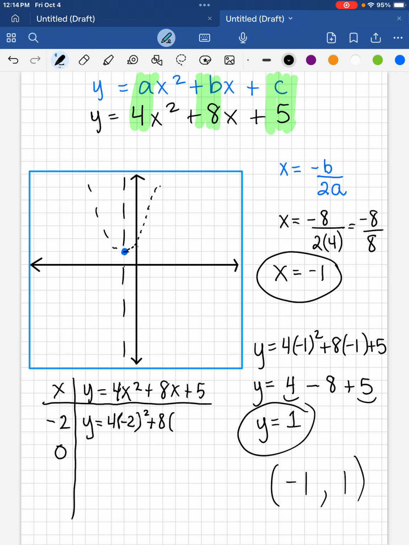So this is what this looks like. I'm going to put in -2 everywhere there's an x. And then I'm going to go ahead and solve this. So -2 squared would be 4. 4 times 4 is 16. And then 8 times -2 is -16. And then I have plus 5. So 16 minus 16 is 0, and I'm left with 5. So the point is -2, 5.